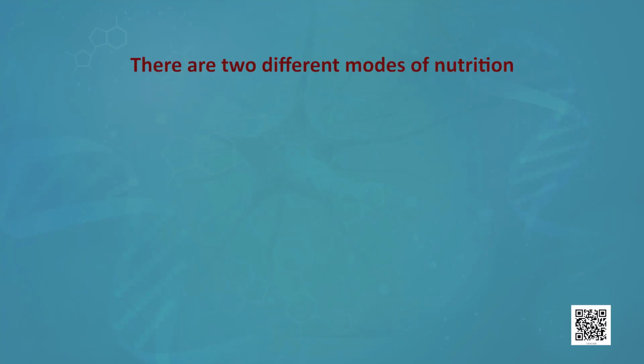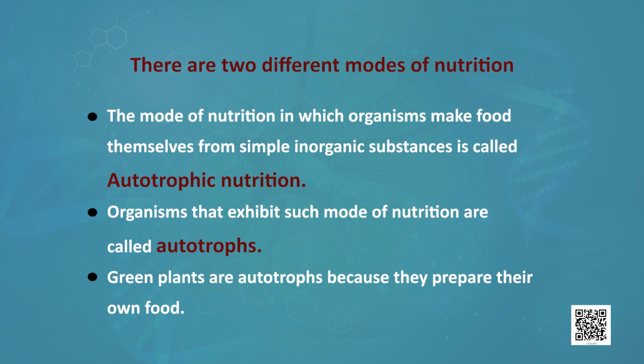There are two different modes of nutrition. The mode of nutrition in which organisms make food themselves from simple substances is called autotrophic nutrition. Organisms that exhibit such mode of nutrition are called autotrophs. Green plants are called autotrophs because they prepare their own food.